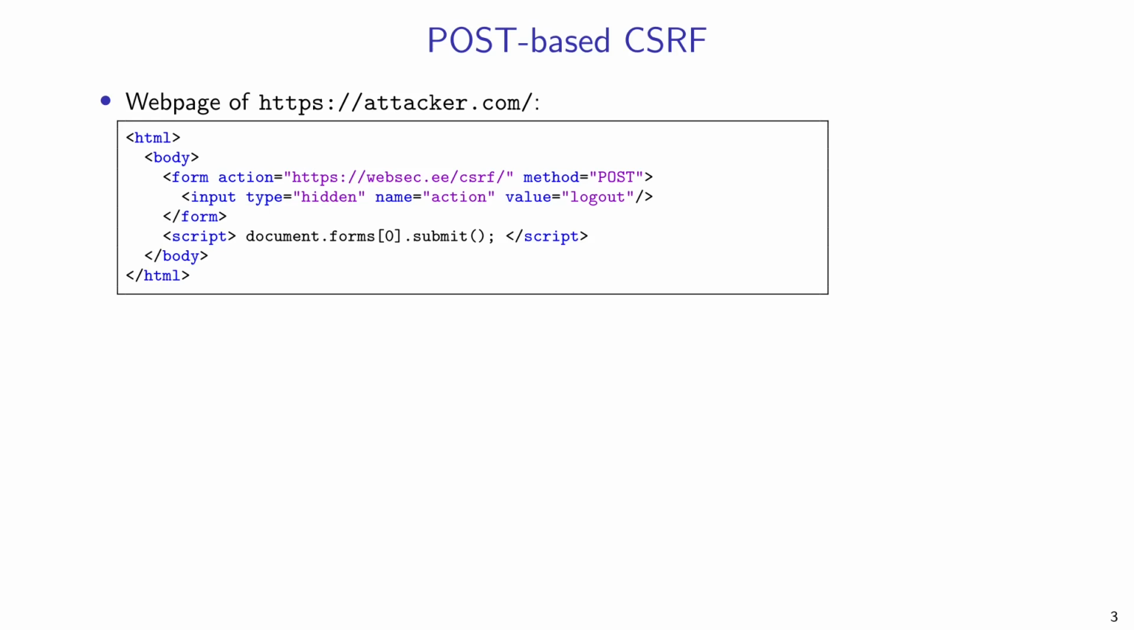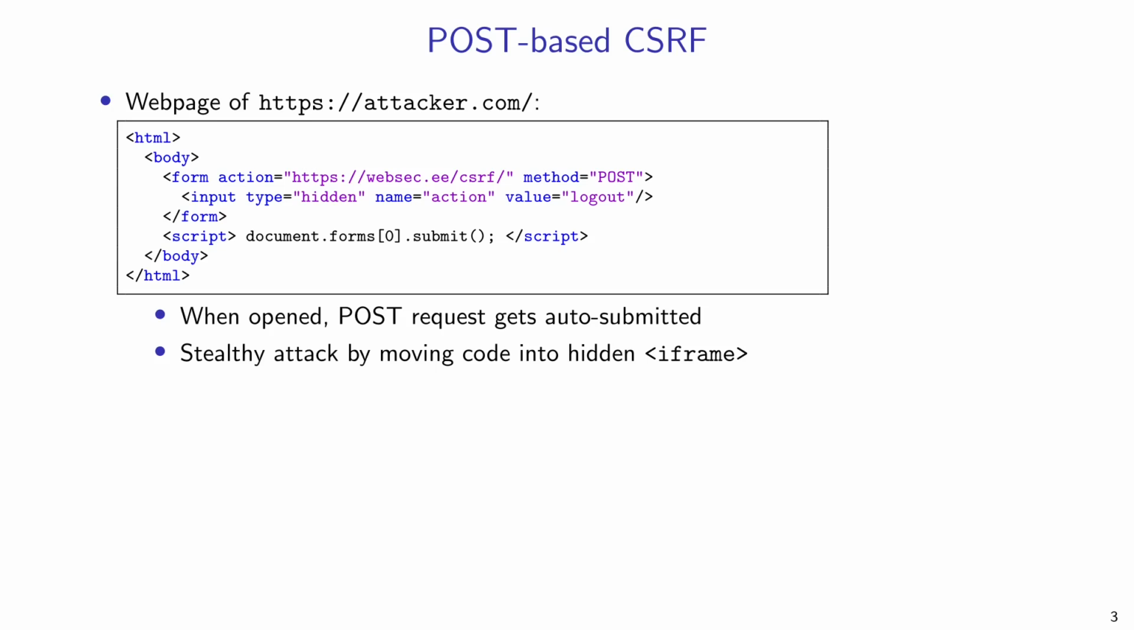So to exploit a POST-based CSRF, the attacker would have to set up a website, for example at attacker.com, with the following HTML code inside it. So when the attacker's website is opened, the POST request would get automatically submitted to the vulnerable website. This will not be a too stealthy attack as the victim's browser will end up in the target website. A more stealthy attack can be executed by performing the HTML form auto-submission inside a hidden iframe. So this code would be put inside an iframe, and the result would be that the hidden iframe would get redirected instead of the entire window of the attacker's website.